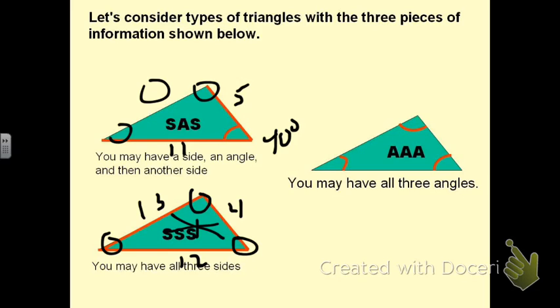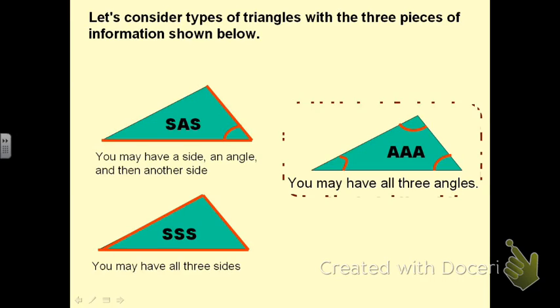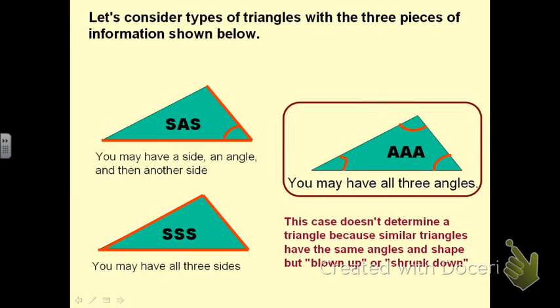Angle, angle, angle, though, is a little bit different. Just because you know the three angles, remember they have to add to 180, but let's say you knew these three angles. Maybe this one was 20, and this one was 60, and this one was 100. The sides could be any size, because you could have the same three angles and just blow up or shrink down the same triangle.